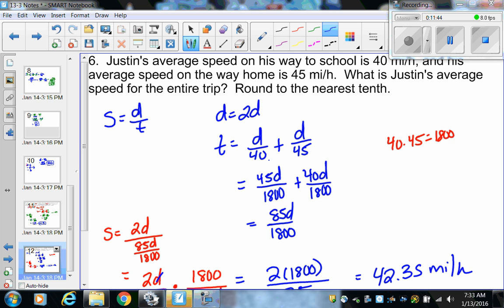So since I had to multiply 40 by 45 in order to get 1800, that means I had to multiply the d by 45 to get 45d over 1800. The second one, 45 had to be multiplied by 40 to get 1800, so d times 40 gives me 40d over 1800. 45d and 40d makes 85d over 1800.